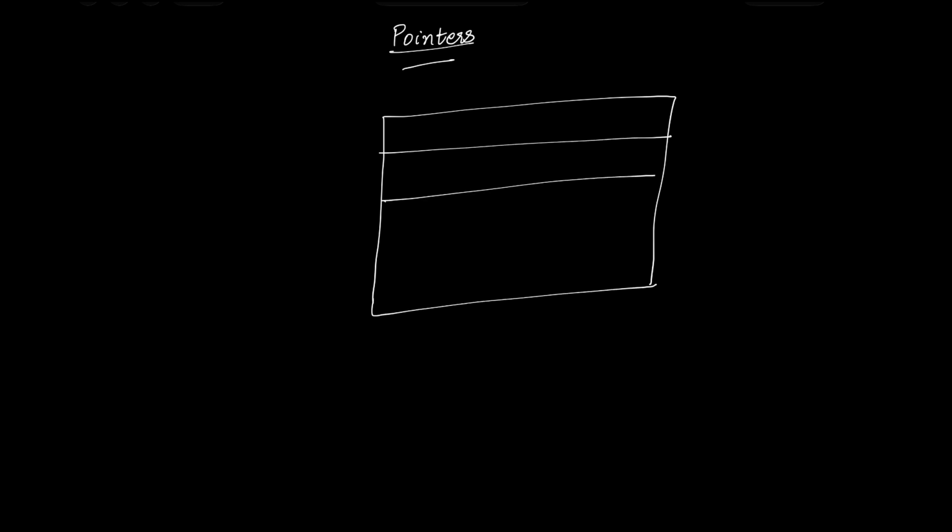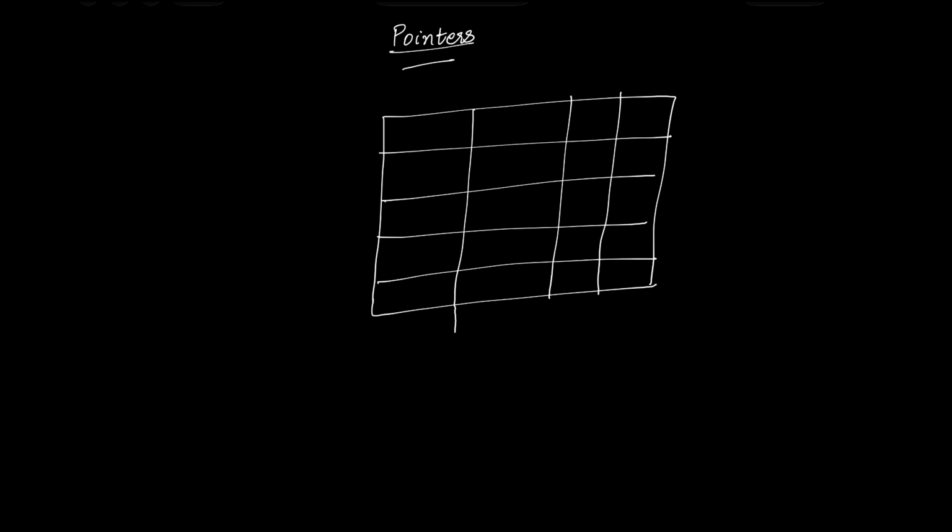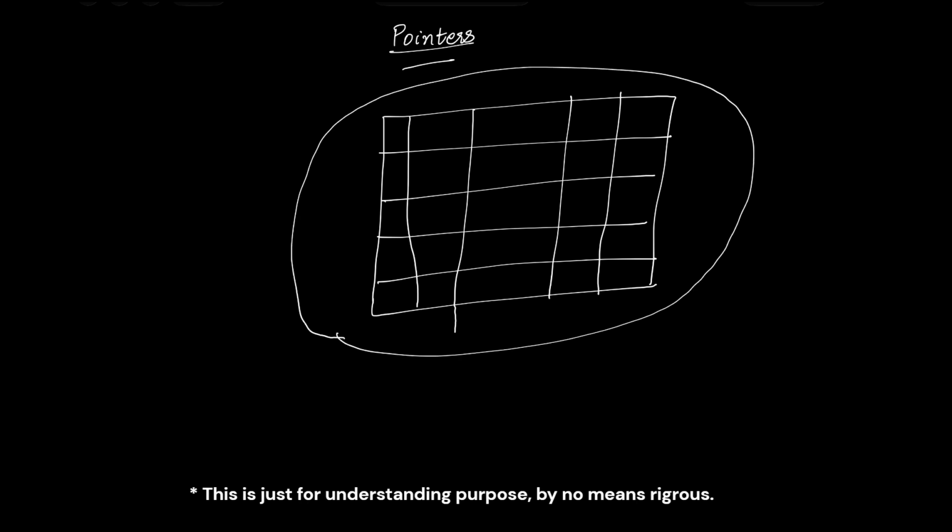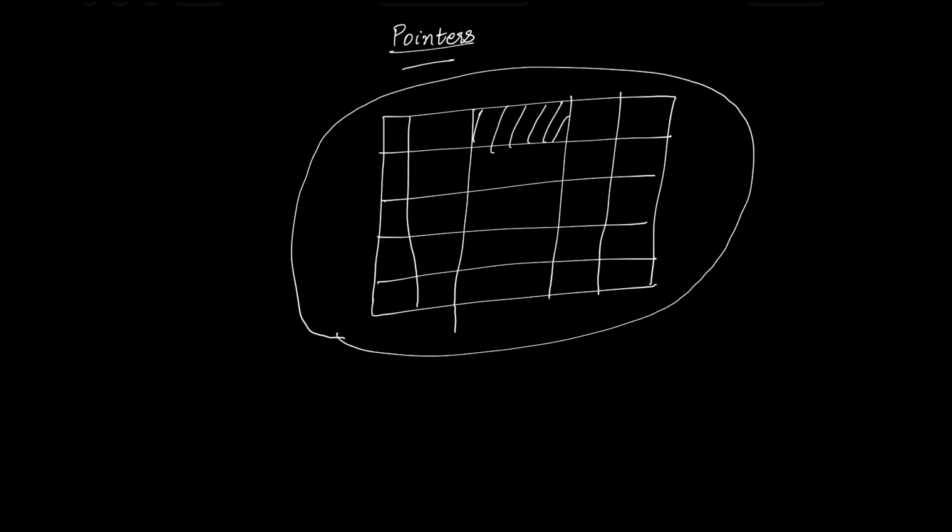So what I'm drawing here is a block diagram of memory. Memory in modern computers is divided into memory cells. Consider that this is the memory that your CPU has. Each memory cell has two things: it holds the data, and it has an address.